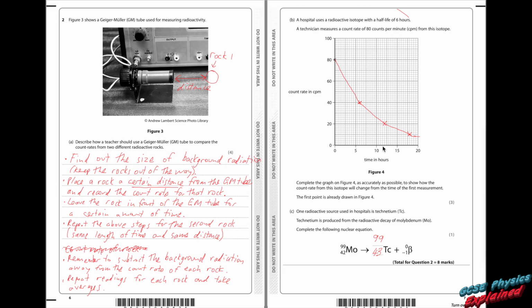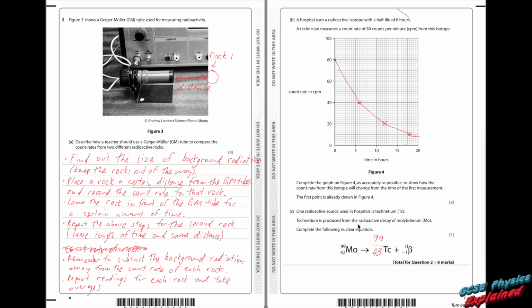And then 6 hours later, so at 18 hours, it's going to have halved from 20 down to 10. So that's how you draw your half-life graph. Part C. One radioactive source used in hospitals is technetium.